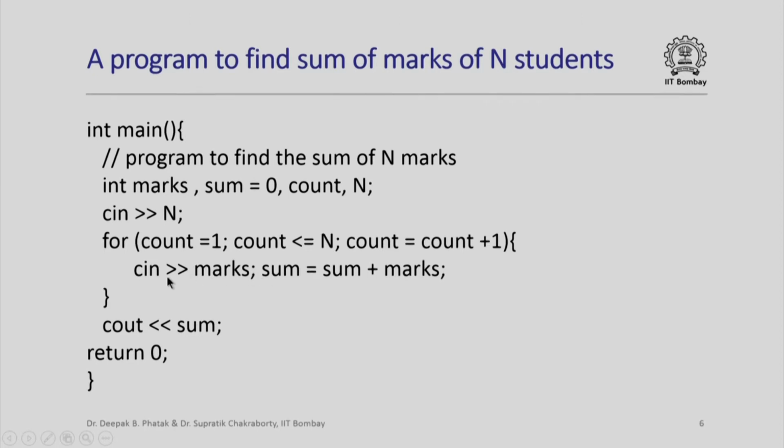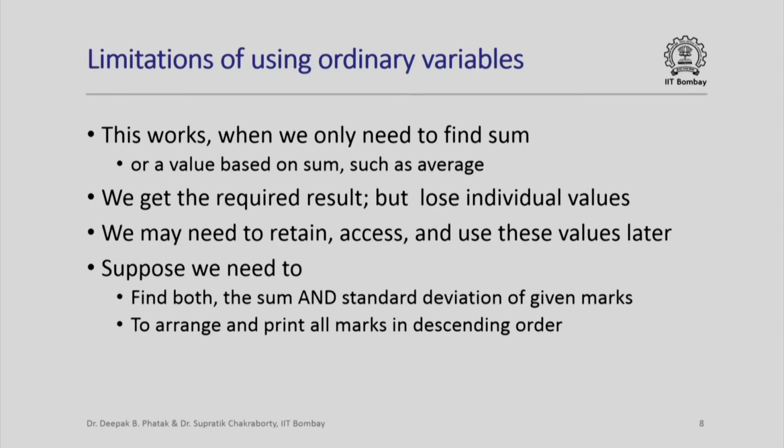In each iteration, I read the value of marks and I immediately add it to the sum. So sum becomes some kind of a running sum. In fact, when the iteration control goes back to the next iteration, the next value of marks is read in the same variable, and it gets added to sum. At the end, it is very obvious that sum will contain the sum of all n individual marks that have been submitted. So what have we achieved? We have actually succeeded in finding the sum of marks of n students without having n individual variables.